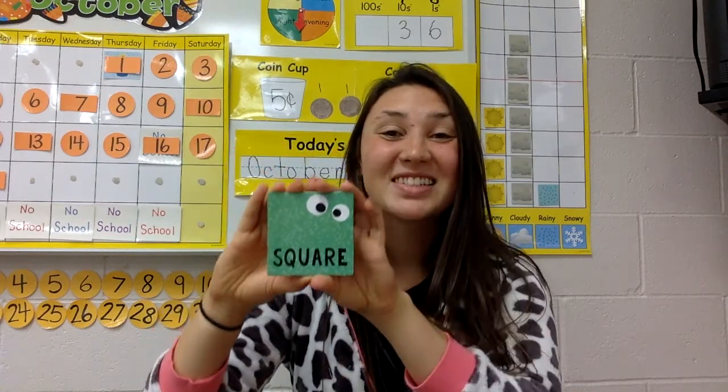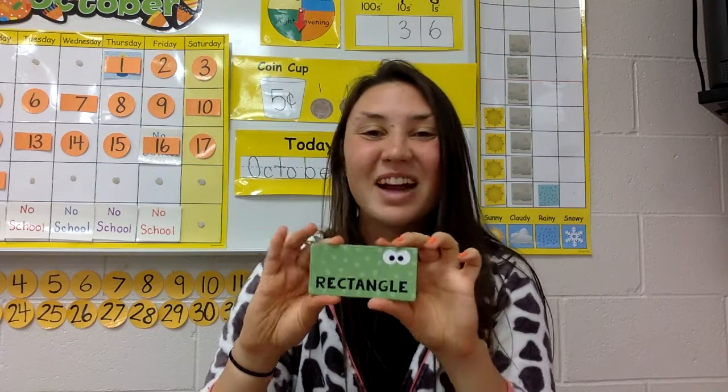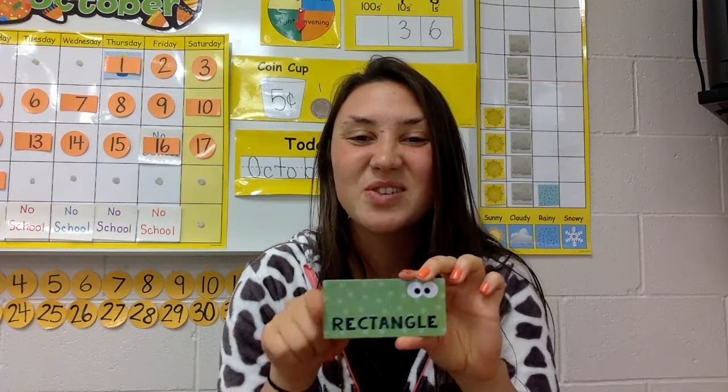What shape is this? Yep, a triangle. It's got 3 sides. 1, 2, 3. How about this one? Yep, a circle all the way around, no sides. That's a circle. How about this one? This is a square, 4 sides, and they're all the same length. And finally, rectangle, right? 2 long sides and 2 short sides.